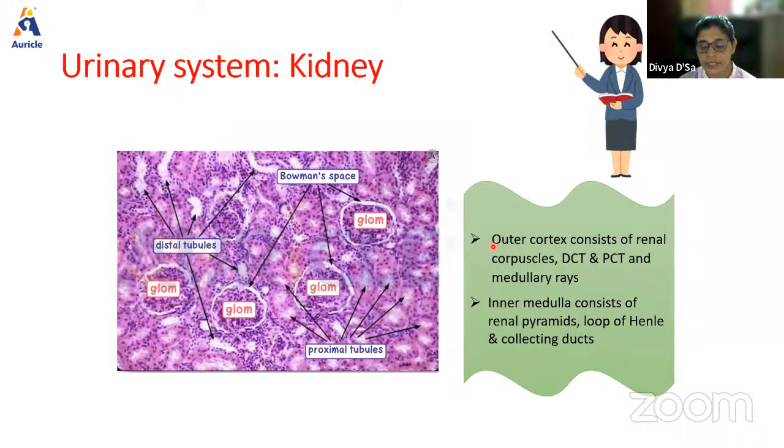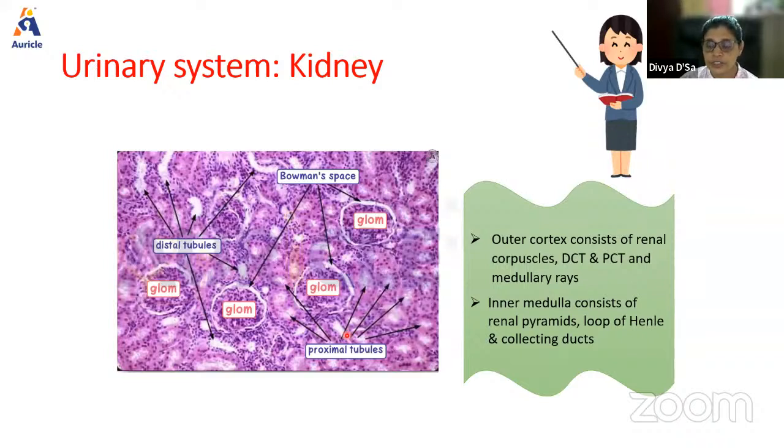In the kidney, all of us know it has two areas: the outer cortex and the inner medulla. The outer cortex will have the renal corpuscles, where we have the glomerulus, the DCT, and PCT. The inner medulla will consist of renal pyramids, loop of Henle, and collecting ducts. So when you draw, you need to show it that way itself.